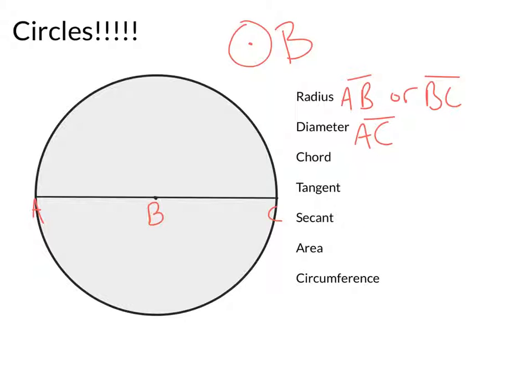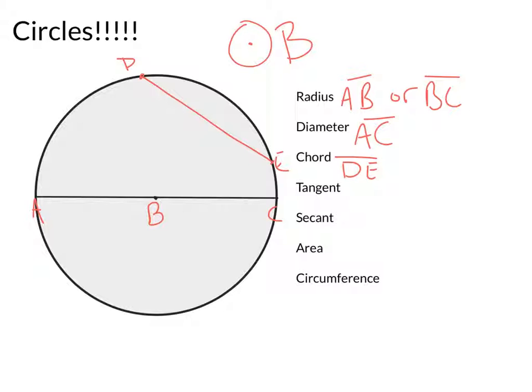A chord. That might be a new one for many of you. A chord is just a line segment that's drawn from one edge of the circle to another edge and doesn't necessarily have to pass through the center. So we'll call this DE. So DE would be a chord in this case. And if you're wondering, well, could a diameter be considered a chord? Yes, it would be. It's just a very specific one because it goes through the center. A chord does not have to go through the center.